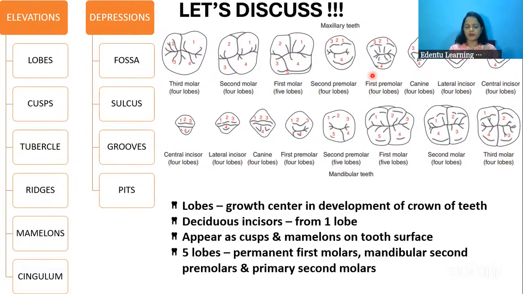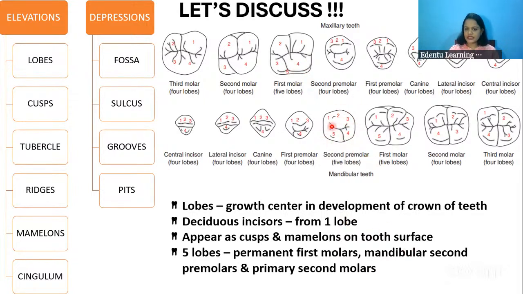One is the permanent first molars, mainly the mandibular molars. These mandibular molars develop from five lobes. And here the maxillary molar is also given as five lobes, but this is including the cusp of Carabelli. If no cusp of Carabelli is present, then only four lobes are involved in the formation of the maxillary molars. Now you have the mandibular second premolars.